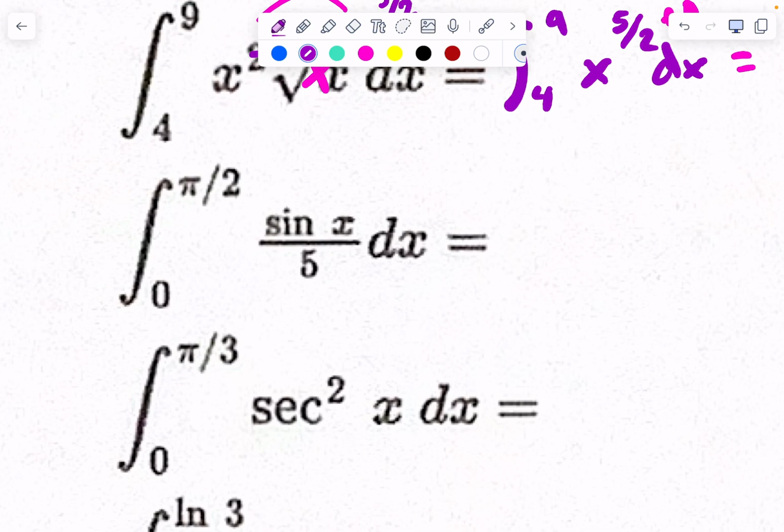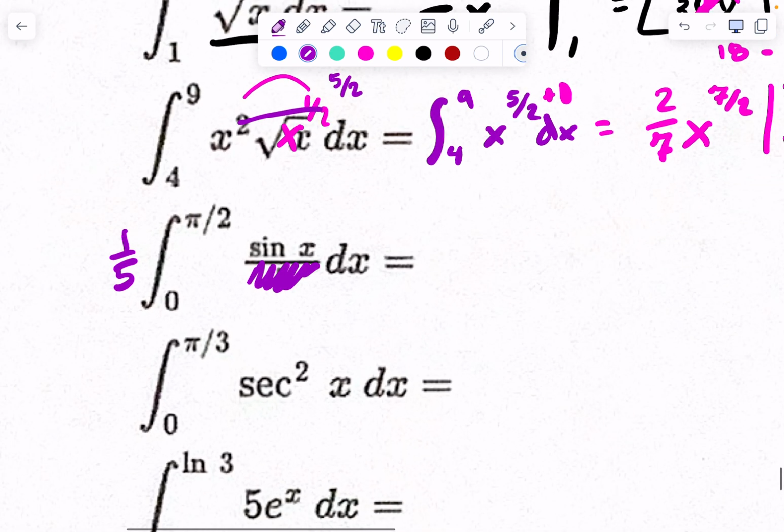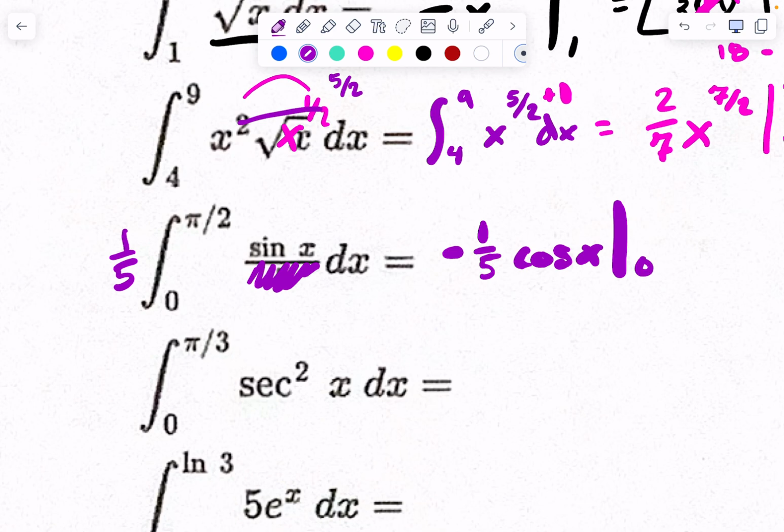All right, what do we do with sine of x over 5? You left sine, 1/5 sine. Ah, 1/5 out in front. We're just going to do a sine of x, 1/5 goes out front. Perfect. What's the antiderivative of sine? Negative cosine. So I'm going to do negative 1/5 cosine x from 0 to pi over 2.